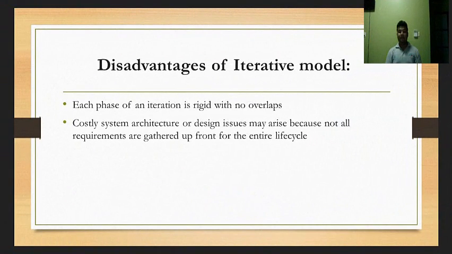Disadvantages of the iterative model. Each phase of an iteration is rigid, with no overlaps. Costly system architecture or design issues may arise because not all requirements are gathered up front for the entire life cycle.